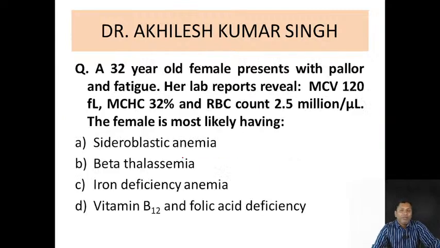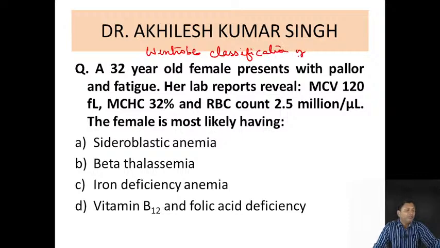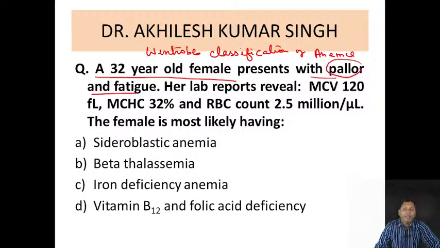Now come to another question here. Almost one question will definitely be there from Wintrobe's classification of anemia. So always revise this before going to the exam, the Wintrobe's classification of anemia, right? What is there in this question here? A 32-year-old female presents with pallor and fatigue. Pallor and fatigue mean what? Features of anemia.